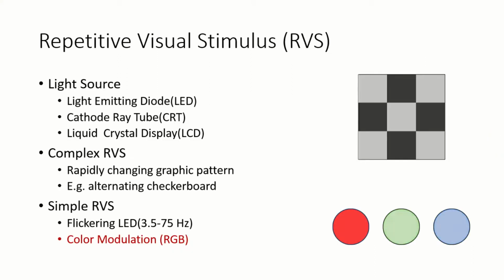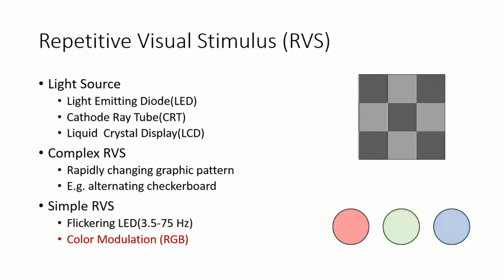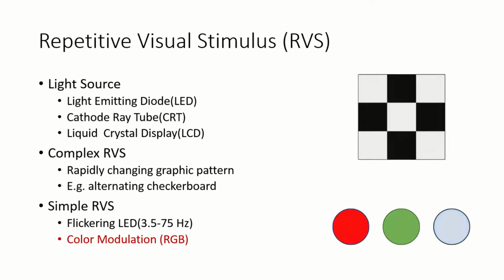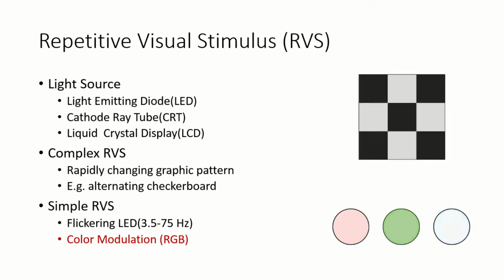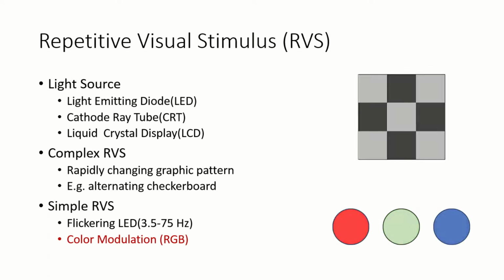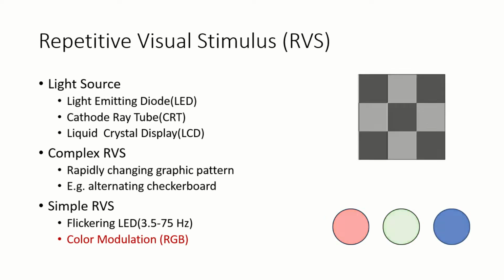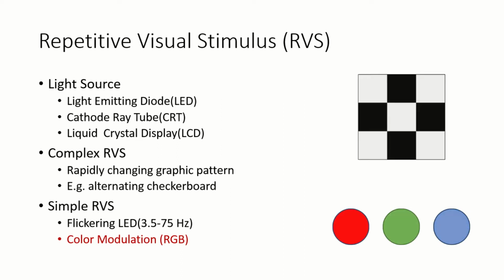Multiple light sources can be used as repetitive visual stimulus: LED, CRT, and LCD. LED is the most frequently used because it is readily available and induces the strongest brain response. There are two types of RVS. Complex RVS is essentially rapidly changing visual patterns, as illustrated in the alternating checkerboards on the right side, whereas simple RVS involves nothing but a flickering light source at a specific frequency between 3.5 to 75 Hz.